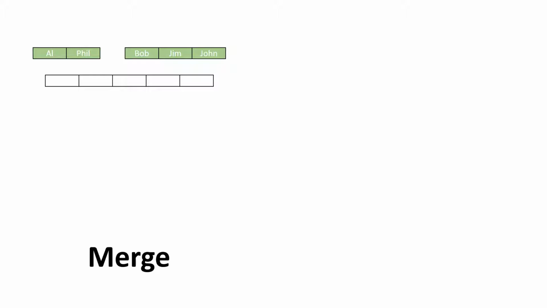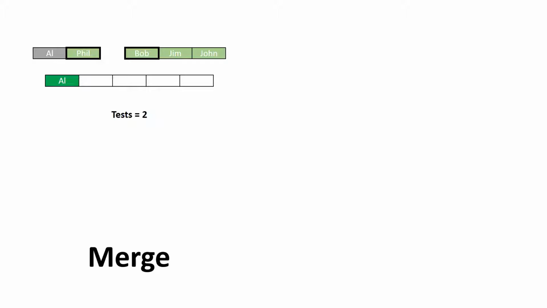Merge sort depends on our ability to merge two already sorted lists into one sorted list. This is a pretty simple process, as we'll show here. We start with the first two items in our two different sorted lists, and we simply compare to see which one goes first. In this case, of course, it's Al, and he goes into the first spot in our merged list.